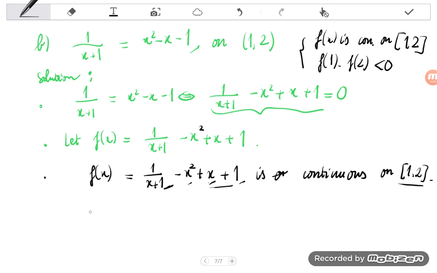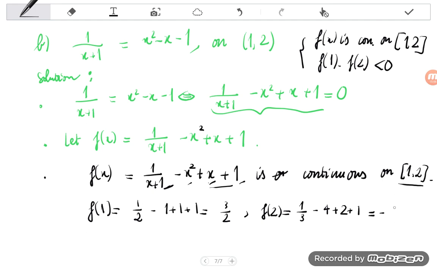And next, we want to check that the product of f(1) and f(2) is negative. So we compute f(1), substitute 1 here. We have that f(1) is 1 over (1 plus 1) minus 1 plus 1 plus 1, and then we have the result 3 over 2. Okay, and we compute f(2). We substitute 2 for x. In the expression we have 1 over 3 minus 4 plus 2 plus 1, and we have the result minus 2 over 3. So of course you can see that the product of f(1) and f(2) is negative.